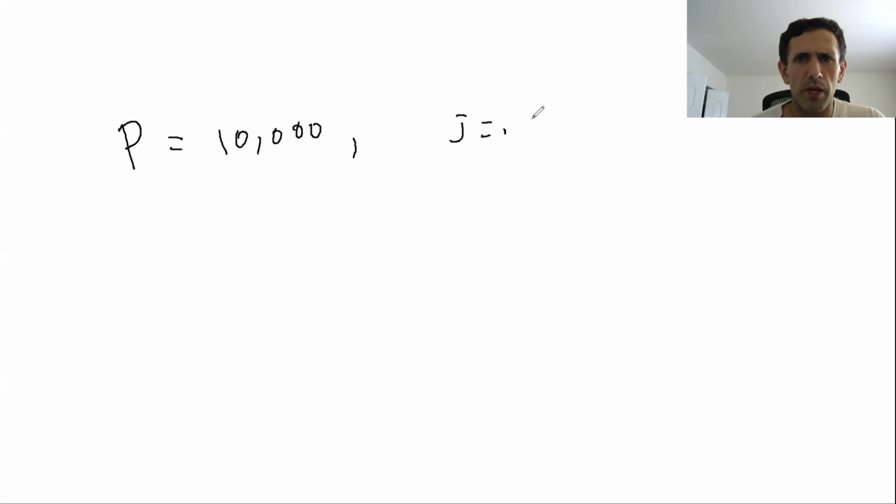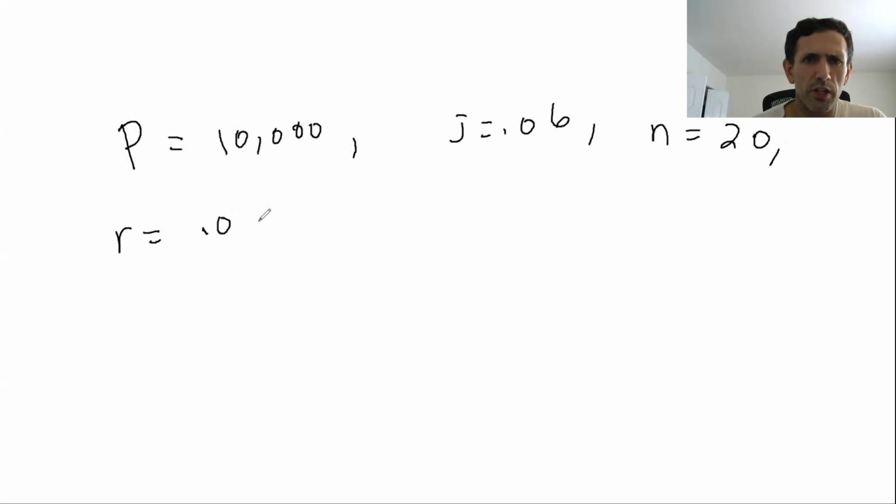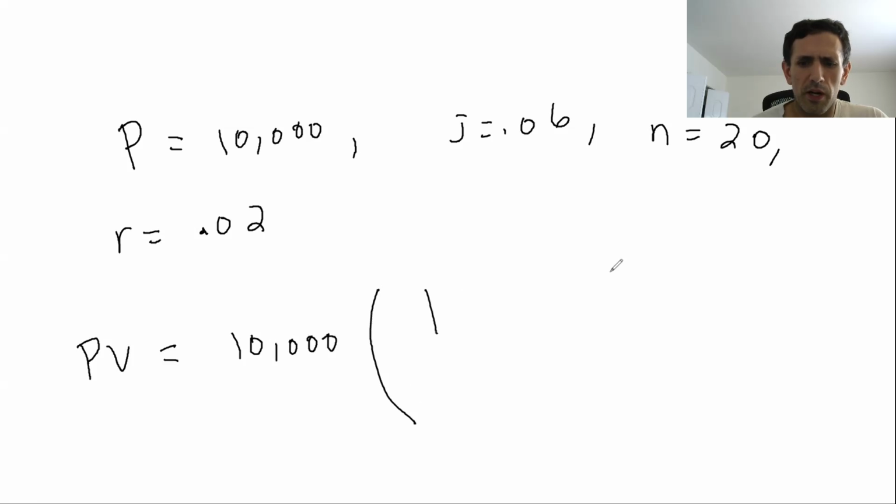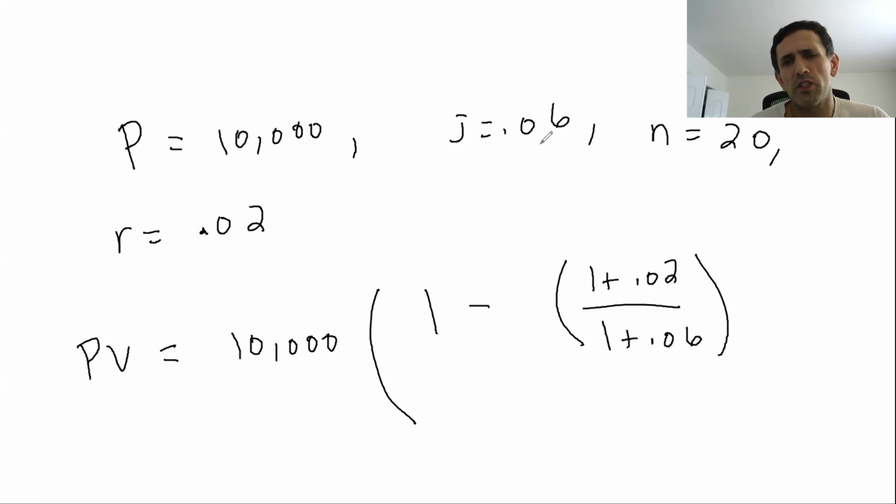Just to make sure we're all on the same page, I mentioned it's a 20-year annuity. I didn't put it on the PowerPoint, but I'll do that after this. And it increases by 2% each year. So R is 0.02. So the present value, which is the annuity price, is 10,000 times (1 minus (1 + R) over (1 + j), raised to the 20th), with 6% effective annual interest.